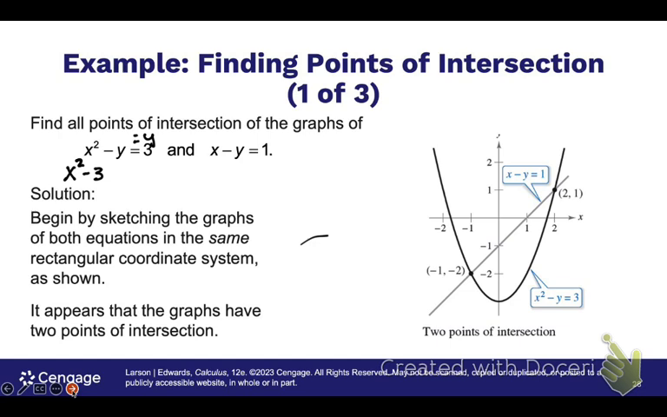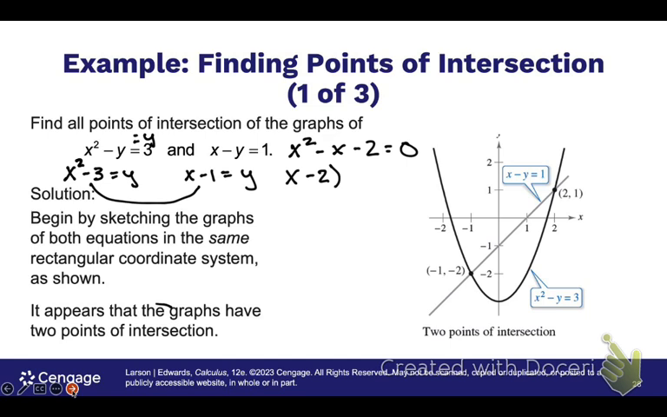And I would have x minus 1 equaled y. And now I would set these two equal to each other and set it equal to 0 since it's quadratic. So I would have x squared minus x minus 2 equals 0. Factors of 2 that have a difference of 1: negative 2 and 1. So x equals negative 1 and 2.